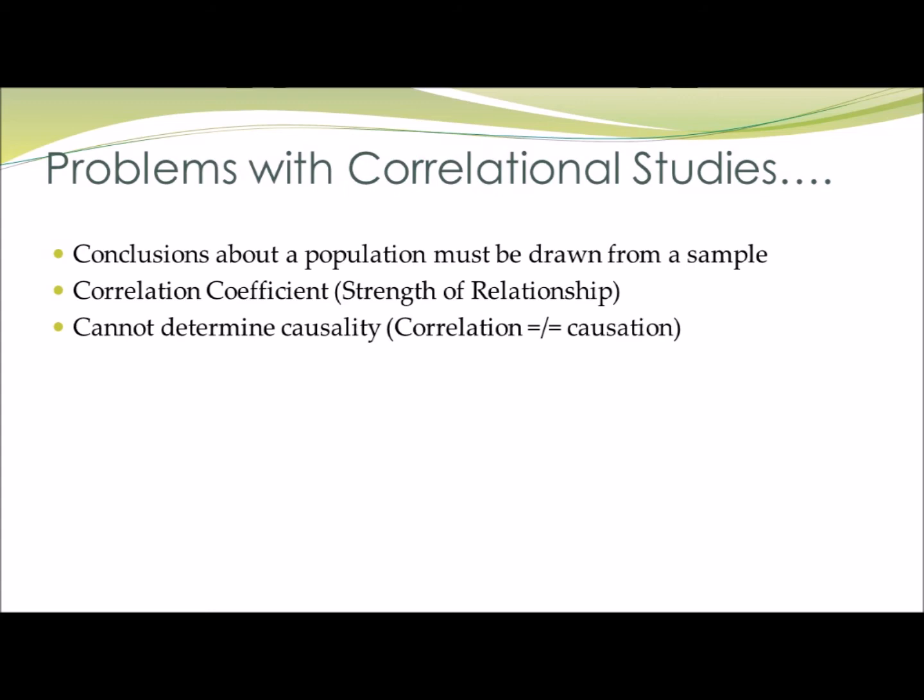The last problem is that you can't determine causality, right? And this is a very classic example, but bear with me. If I find that there's a correlation between ice cream sales and shark attacks, there are 3 possibilities of causation within a correlation. There's A, that A causes B. So in this case, shark attacks cause ice cream sales. Well, probably not, right? That's kind of strange. The second option is B causes A. Okay, ice cream sales cause shark attacks.